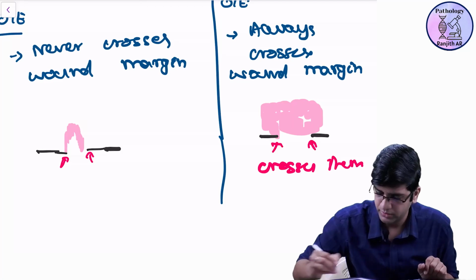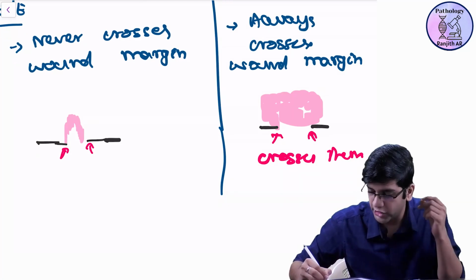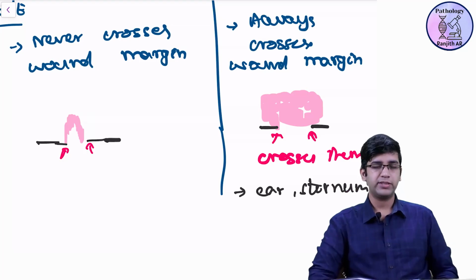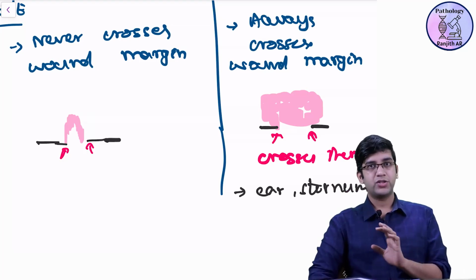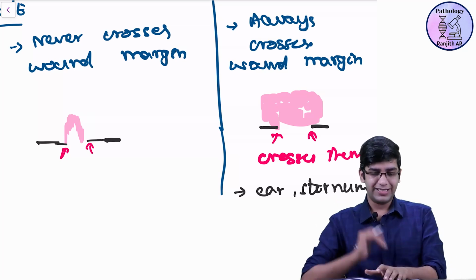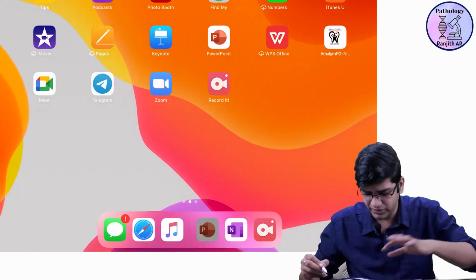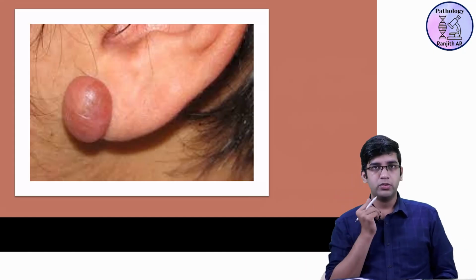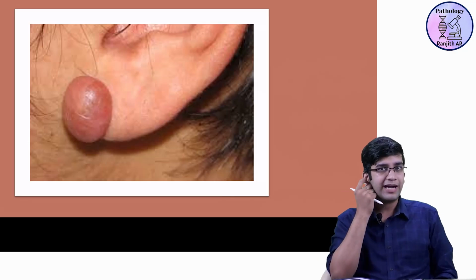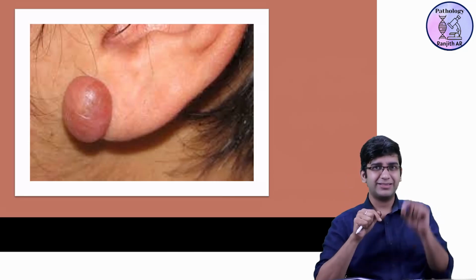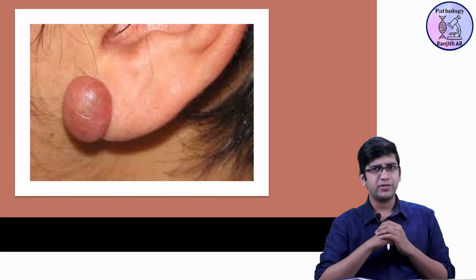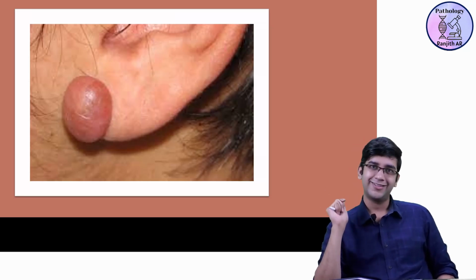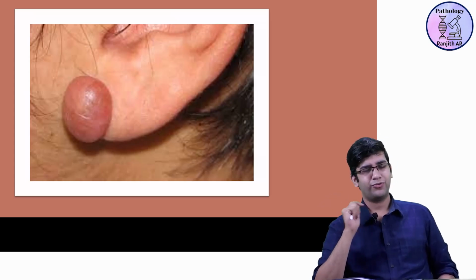The best sites for keloid are the earlobe and sternum. Sternum is more common as well. Fine. I'll show you an image of keloid so that you can be sure that it will cross the wound margin. This is an image most of you would have seen. This is a keloid in the earlobe, in the lobule, after an ear prick. That tiny little prick, maybe 0.5 centimeter, has got a huge mass. Has it crossed 0.5 centimeter? Yes, it has crossed the wound margin, for sure.